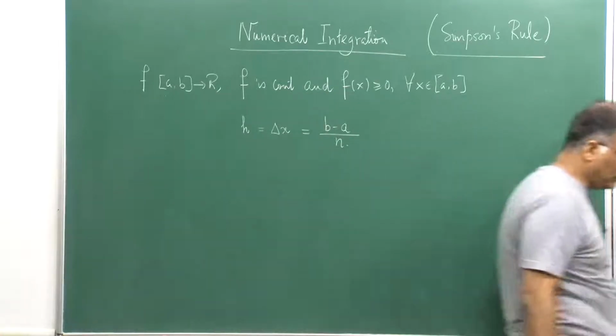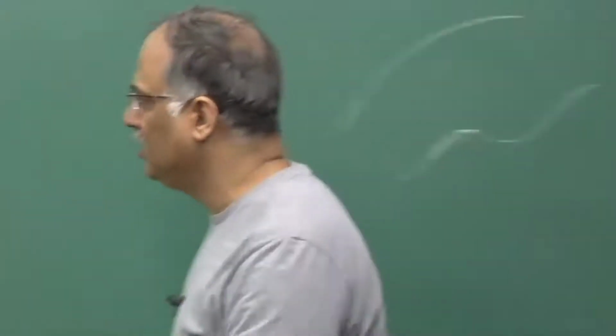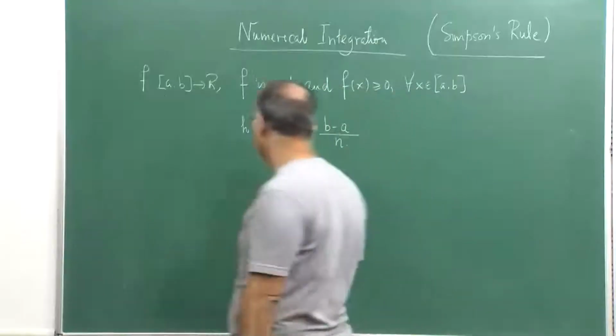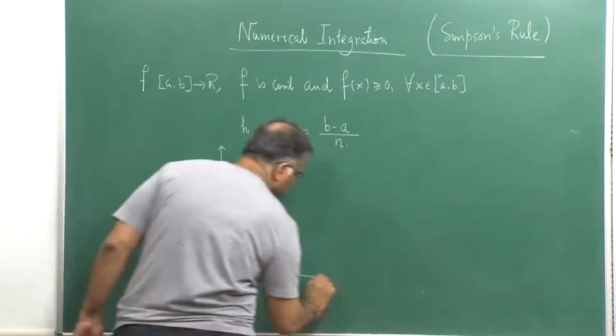But here our way of looking at things would be very different. In the trapezoidal rule, we worked with 2 points at a time: y0, y1, then y1, y2. Here we will work with 3 points, and that is exactly what I am trying to show you here. This was Simpson's idea.